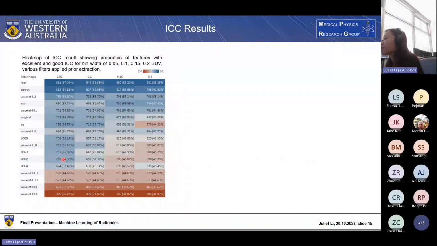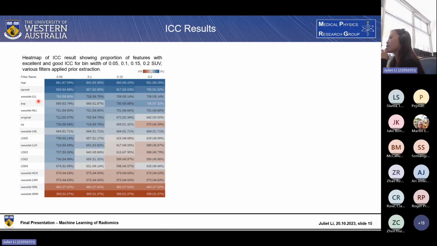filtering settings. Our original image is right here, and we can see the filters that performed better than our original image: logarithm, square root, wavelet LLL, exponential. In addition to that, as expected, our high-pass filters, with the HHH high-pass filter, gave the worst stability. It's expected as it's sharpening the details of the images, and our low-pass filters, with the LLL triple low-pass filter, is giving one of the better feature stabilities as it's kind of smoothing everything.